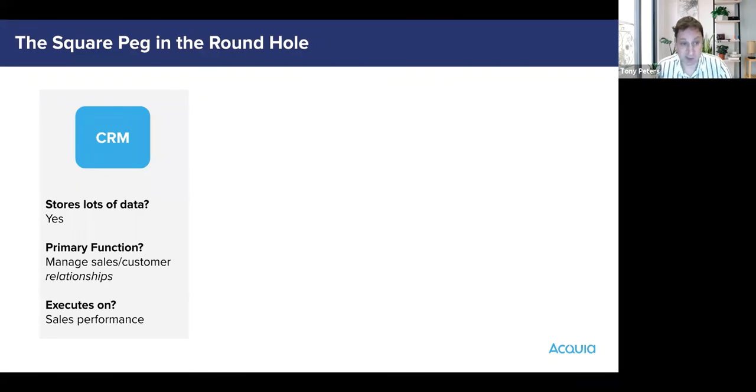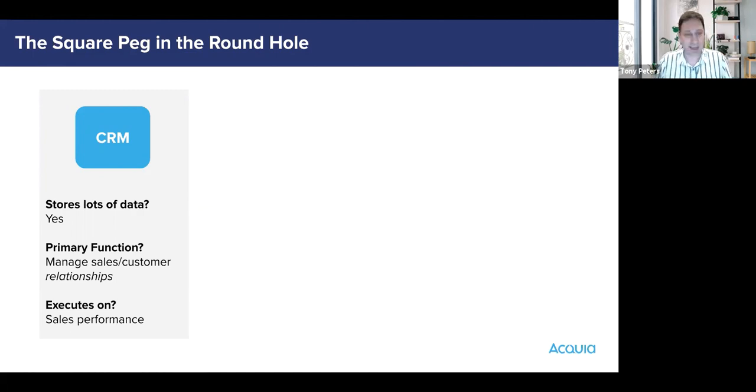In the case of a CRM, it stores lots of data. Yes. Can you see a 360 view of a customer? Yeah, bring in lots of data, and you probably can actually see that. Its primary function, though, is to manage the sales and customer relationships. And what does it execute on? It executes primarily on sales performance.